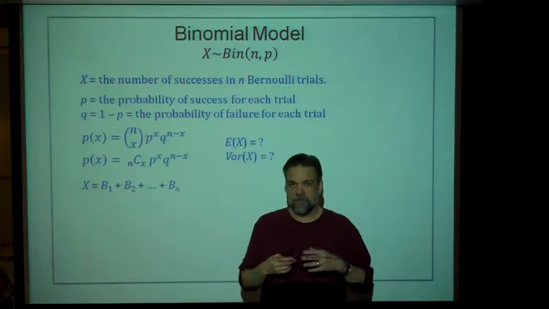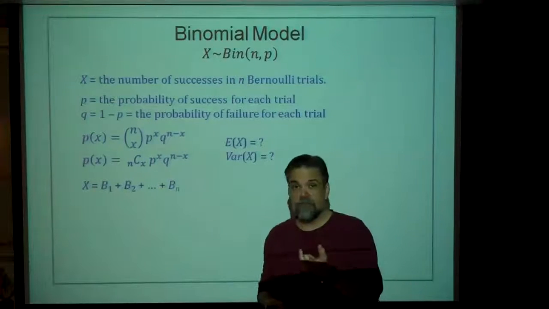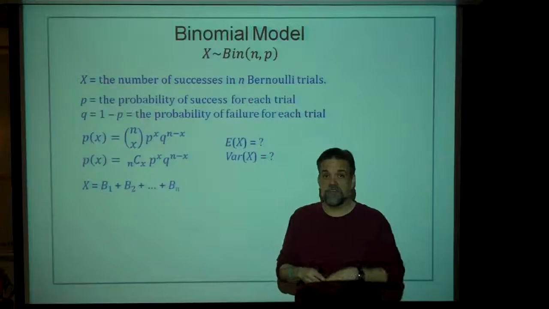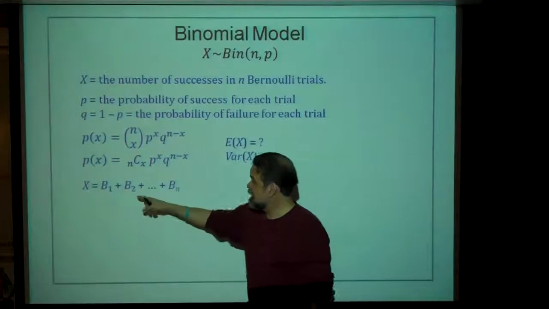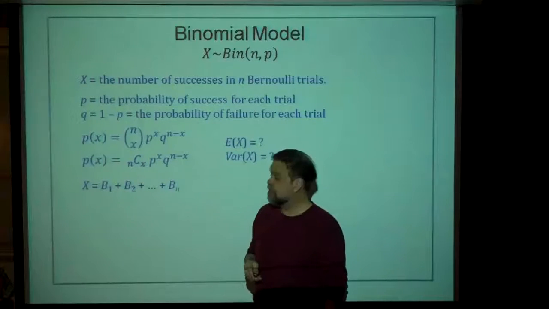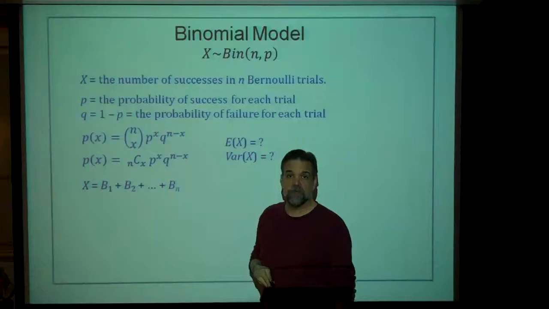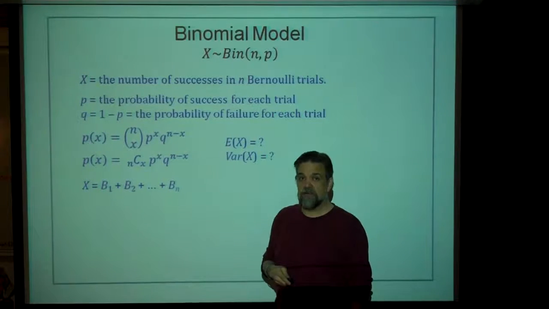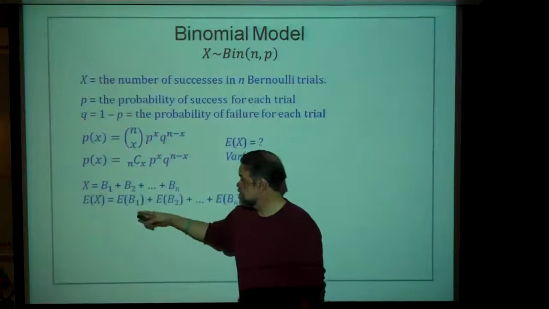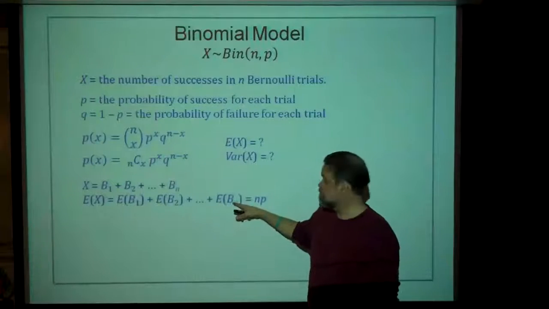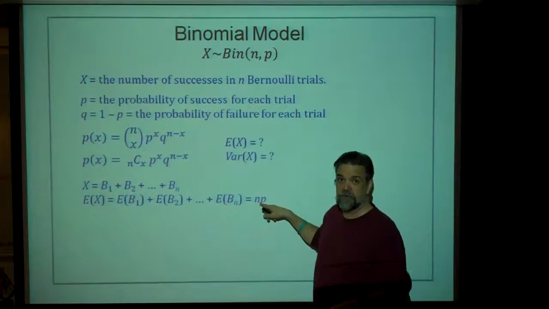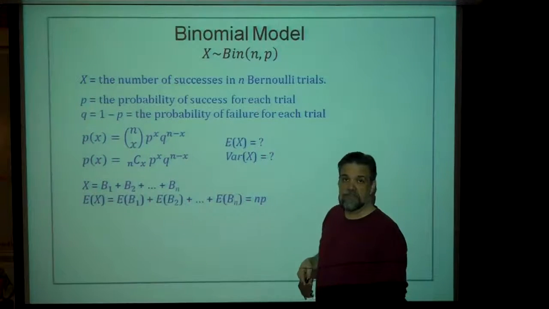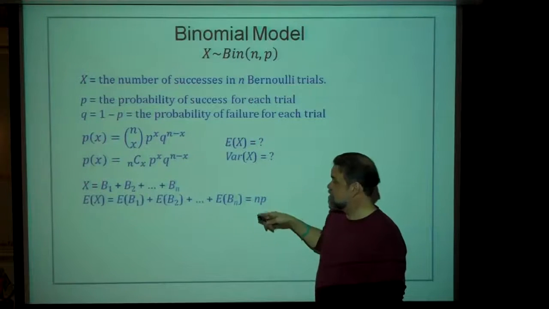Think about it. We're taking the number of successes. Each Bernoulli random variable is 1 if it's a success and 0 if it's a failure. So if I'm counting up the number of successes, that means I'm just summing up all these Bernoulli random variables. I'm summing up n Bernoulli random variables. Well, what's the expected value of the sum of a bunch of random variables? It's the sum of the expected values. So we just add up all these expected values, and what we get is n times the expected value of that Bernoulli random variable, which, if you remember, was p. So that means the expected value of my binomial random variable is just n times p.